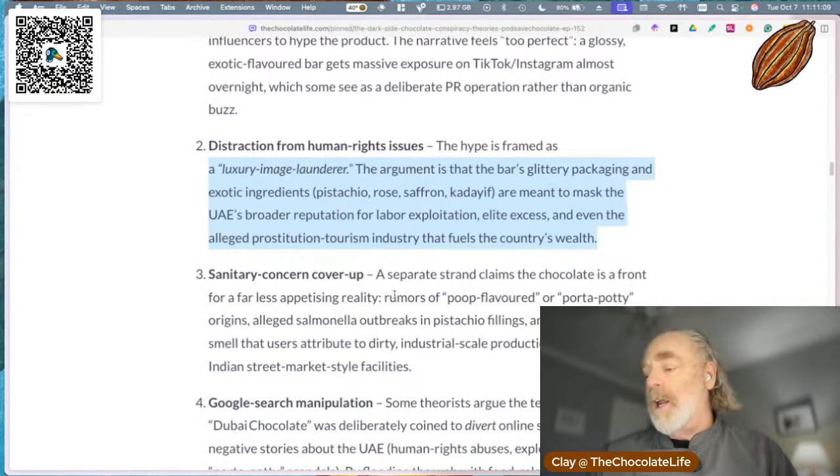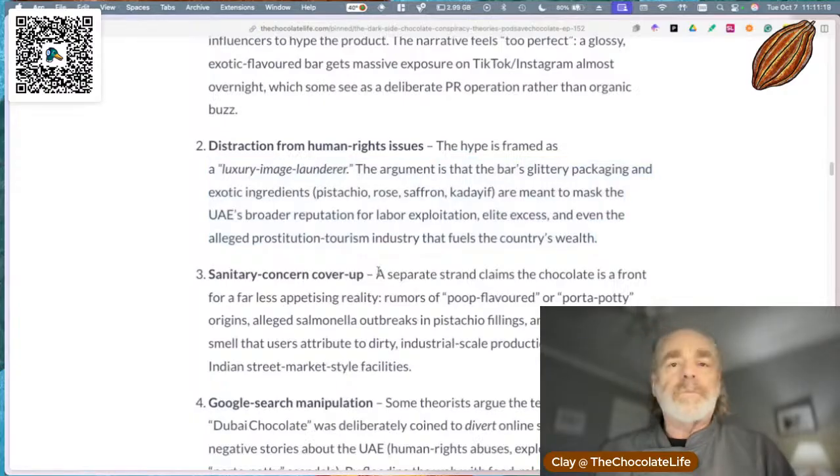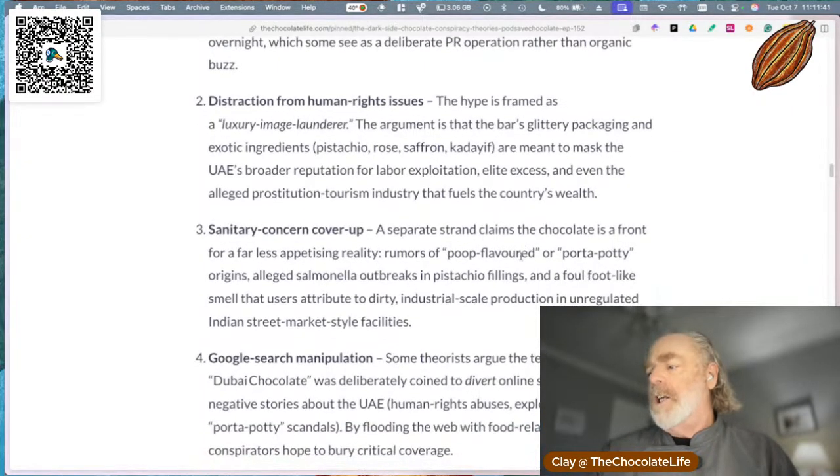So the second one is, there's a coordinated influencer push to distract from all these negative aspects of what's going on in Dubai. Separately, you may have heard there have been a number of recalls of Dubai chocolate products, one of which here in the US was Costco, was not the original product made in Dubai by Fix Dessert Chocolatier, which is the company that invented this.